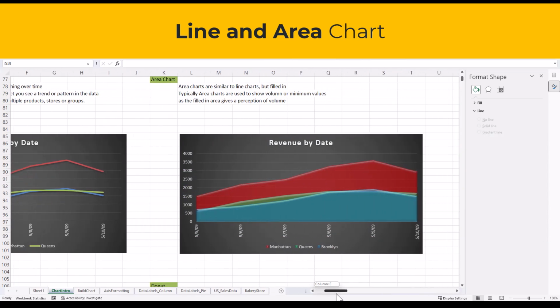Over to the right, we have an area chart. It's similar to a line chart, but it's filled in. So whereas the line chart just shows the line, area fills in everything below it. Now this can be tricky if you have several data series, so it's not always the best option for showing trends and patterns. But sometimes you might just have one, and the area does give kind of a feeling of volume, that there's a lot of items there.